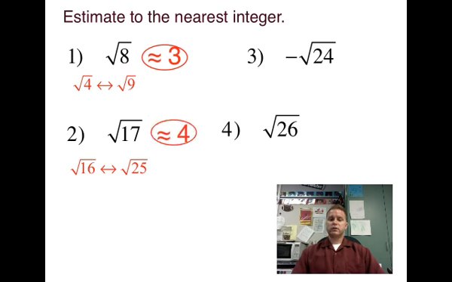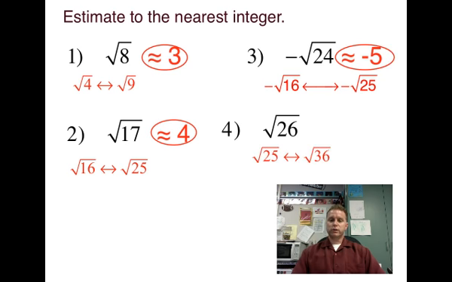Number 3, the negative square root of 24 would be between the negative square root of 16 and the negative square root of 25. So we'd say approximately negative 5. And for square root of 26, it's between square root of 25 and the square root of 36, and it's closest to 5. So how many of those did you get right? Hopefully all of them. If not, ask questions.